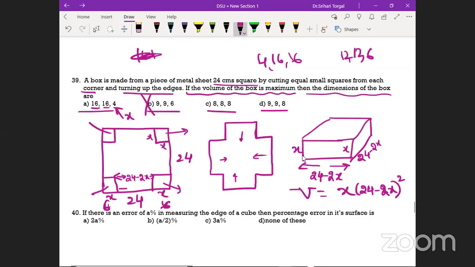Very simple. If it is 8, 16 is gone. And the left out is 8 because this has to be 24. This may be your answer. If this length is 8, it should be 8 and 8, right? It cannot be 9 and 9. Two options we can delete directly. This kind of problem is there.